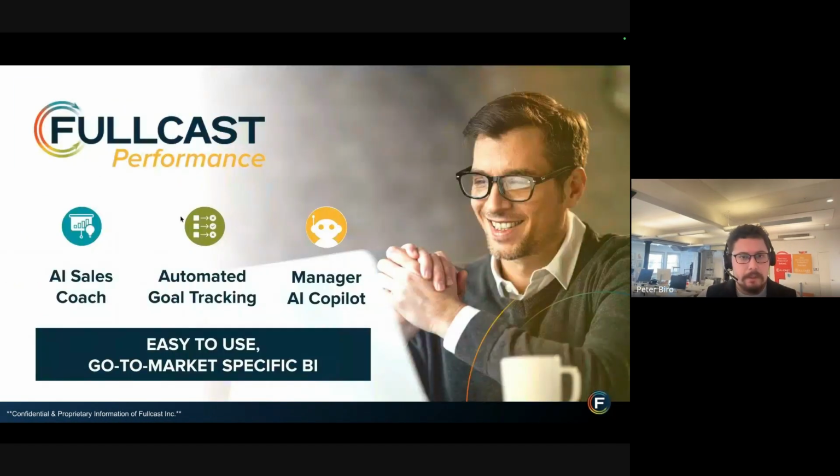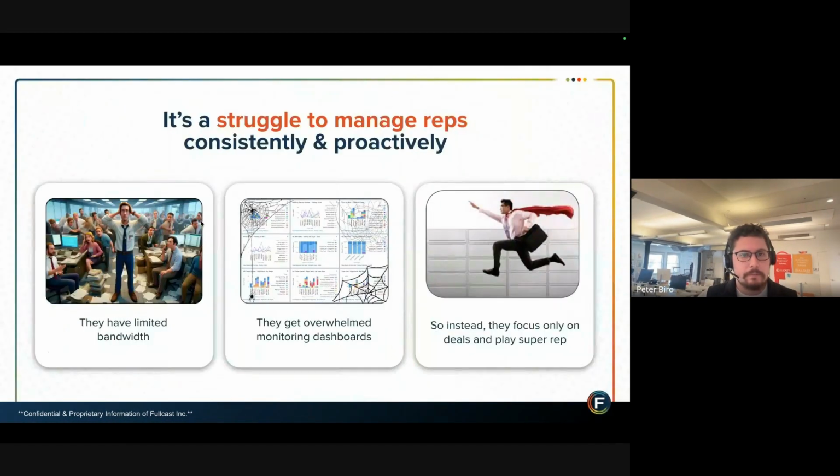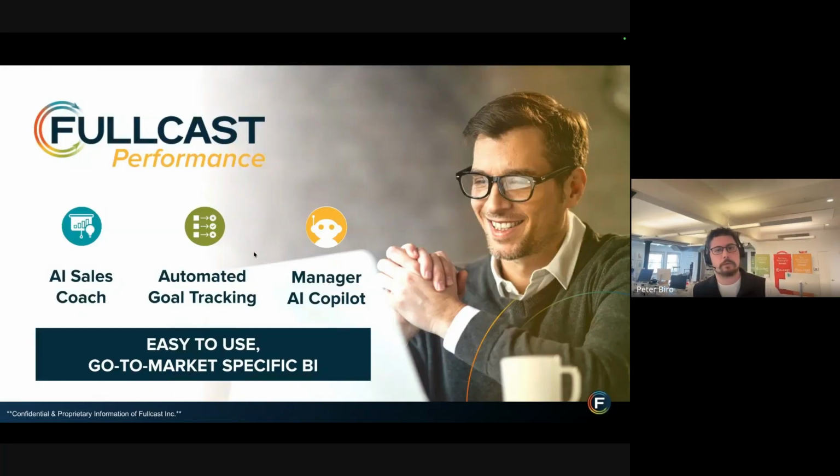The second piece is this automated goal tracking widget. So what this is doing is taking all the KPIs top to bottom in your GTM organization as laid out by your CRO, your RevOps team, et cetera, and trickling those down to every level. So you can see things like team total and team average performance against targets, leading and lagging, as well as down at a manager and a rep level.